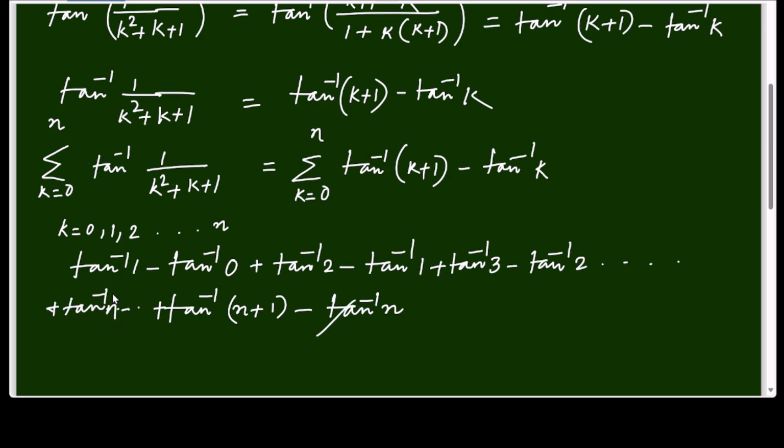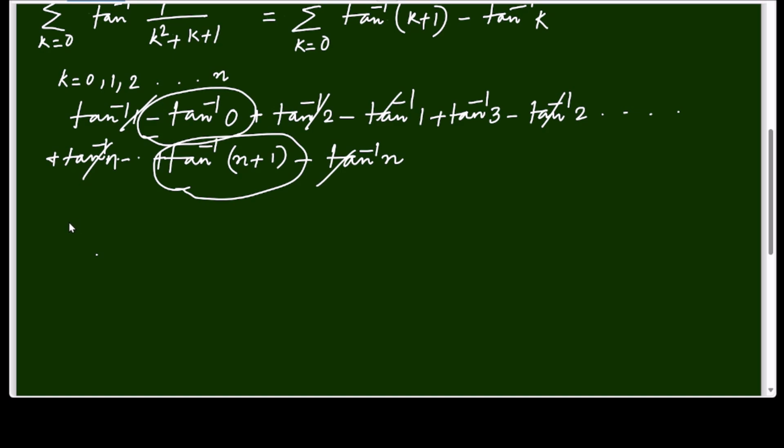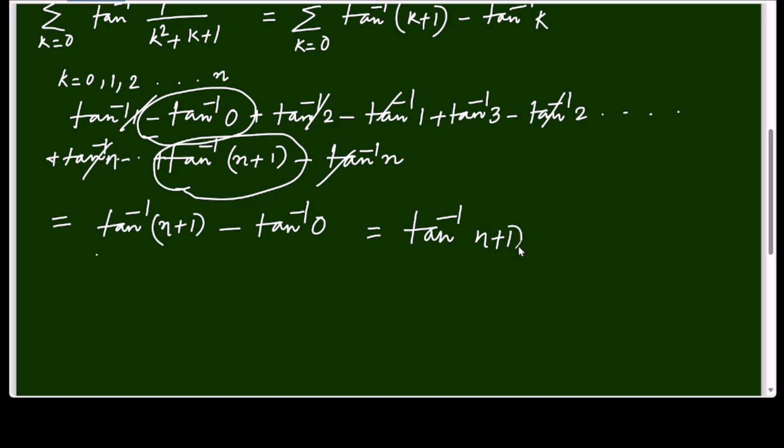So all the middle terms will be cancelled. Only tan inverse 0 and tan inverse (n plus 1) will be left. So the answer will be tan inverse (n plus 1) minus tan inverse 0. Tan inverse 0 is 0, we know. The answer is tan inverse (n plus 1).